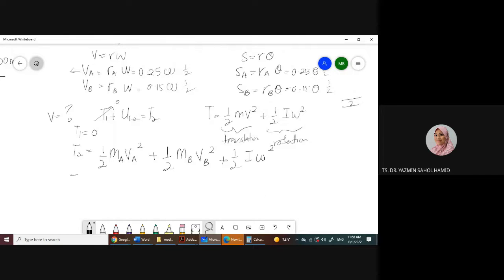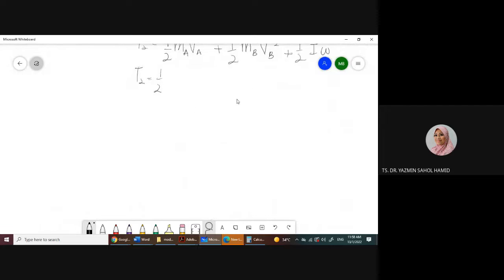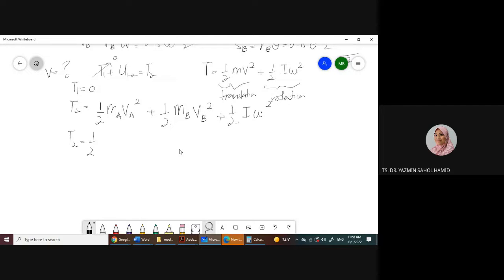Disebabkan dia boleh rotate, dia ada 1 over 2 I omega squared. So this is our T2 lah. Let's write down our T2. 1 over 2 multiply by M. What is our mass? Dah lupa dah. Mass A 12.5, mass B 10. So 12.5. Do you have VA? Kita tak ada VA. Tak apa, kita tulis ni dulu. 1 over 2 kali 10 kali VB.